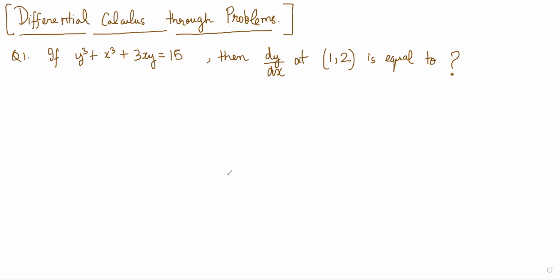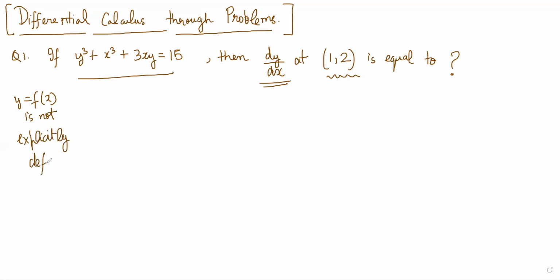So this is the first question. This says if y^3 + x^3 + 3xy = 15, then find the value of dy/dx at (1, 2). So this is basically a situation where y = f(x) is not explicitly defined. So this is like an implicit differentiation question, not explicitly defined, right?